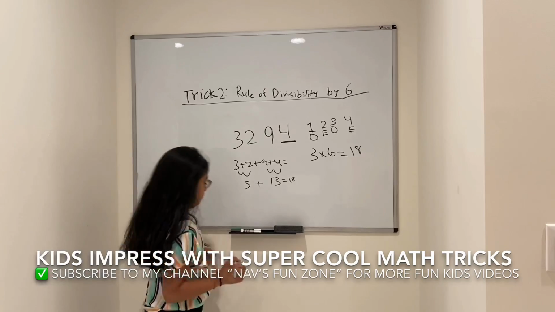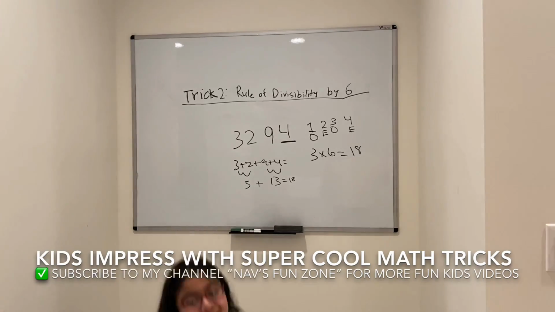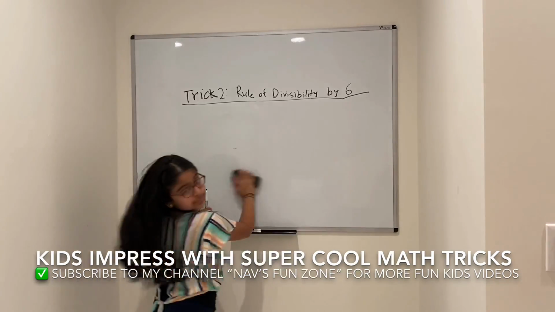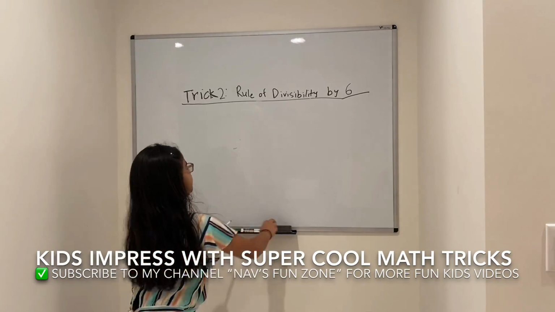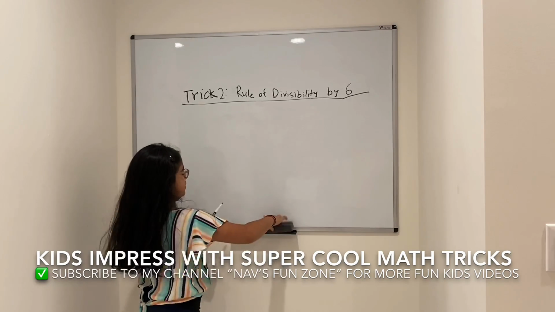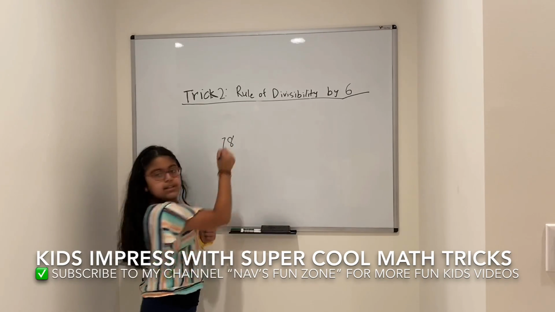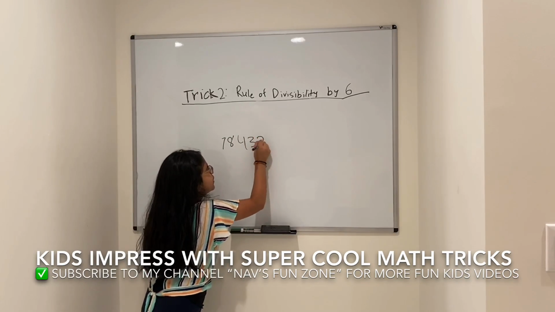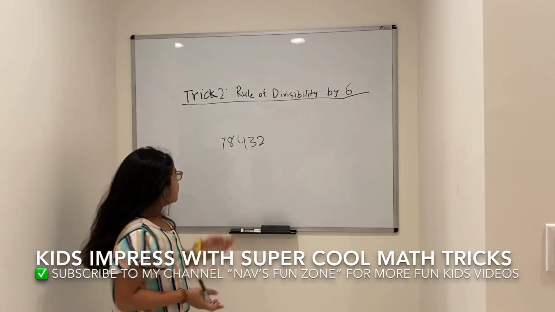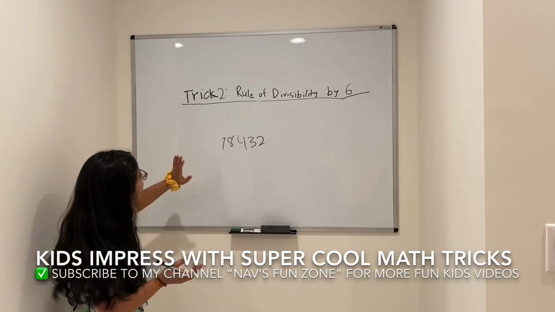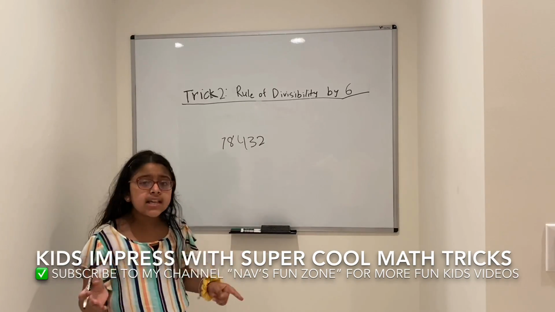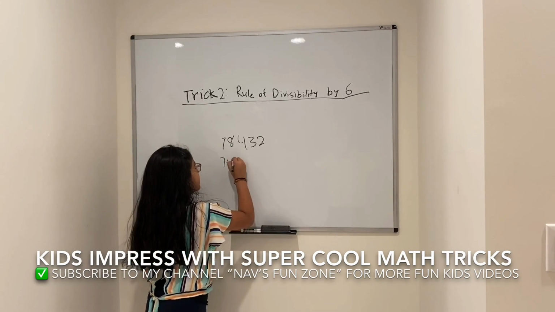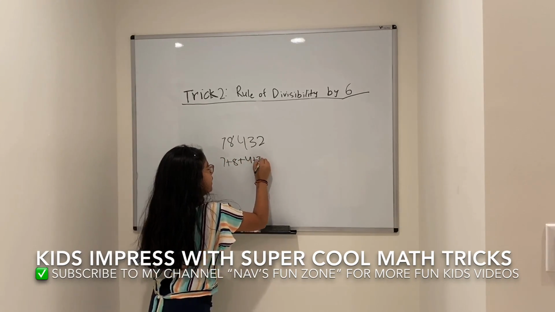Okay, I'll give you an even harder number. Okay, let's do 7, 8, 4, 3, 2. Let's do this. So first step as always, see if it's divisible by 3. Let's check. 7 plus 8 plus 4 plus 3 plus 2.